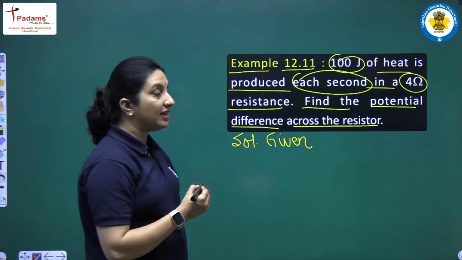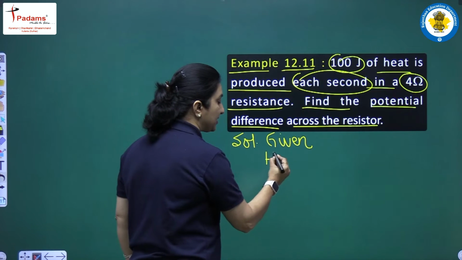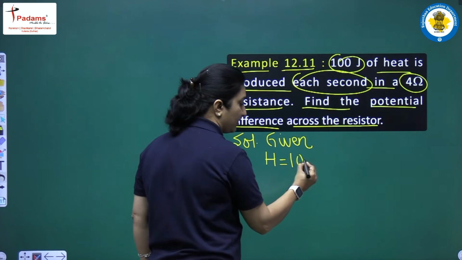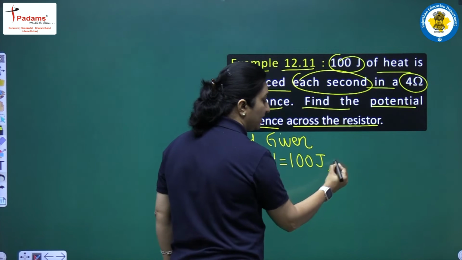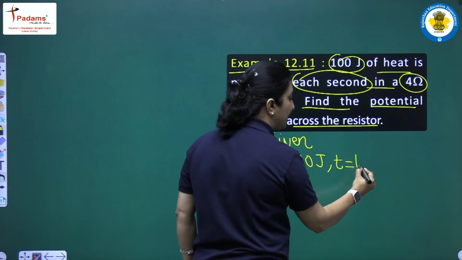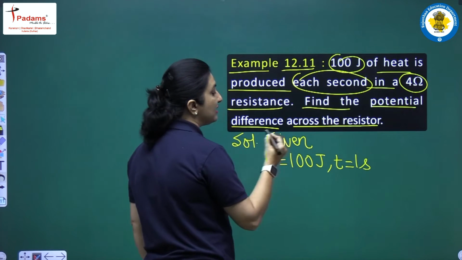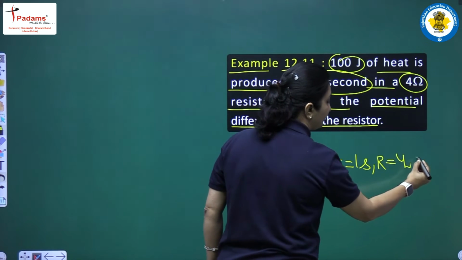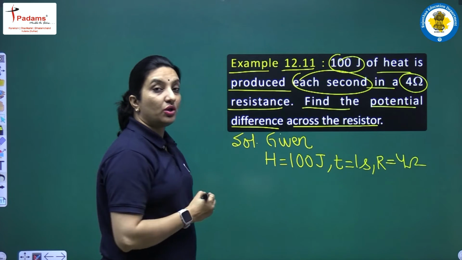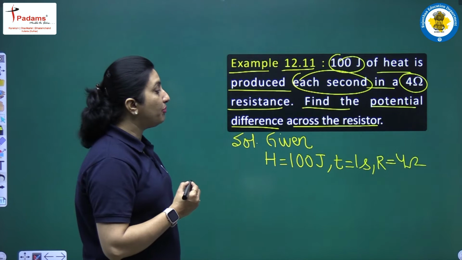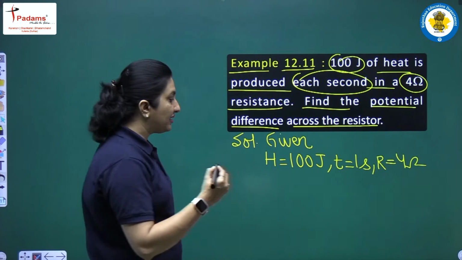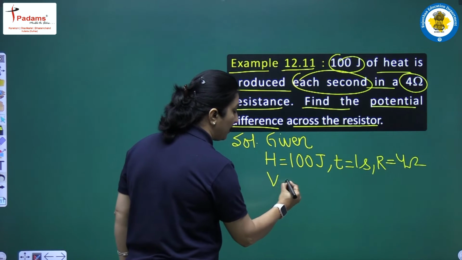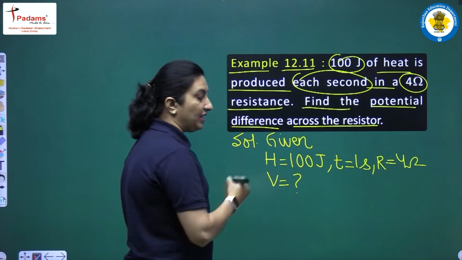So what is given here? That H is 100 joules. The time you can take as 1 second, and the resistance here given is 4 ohms. Now what we need to calculate? Find the potential difference across the resistor. That is, we need to calculate V.